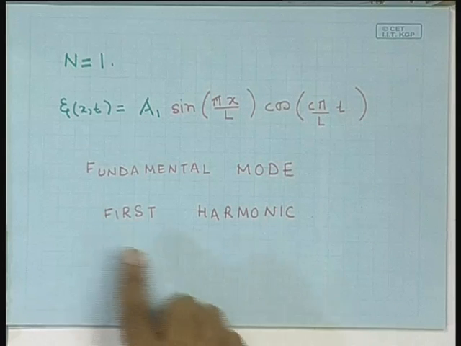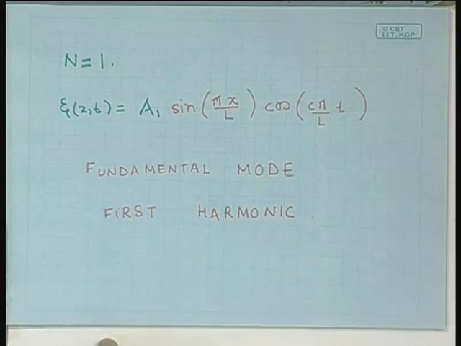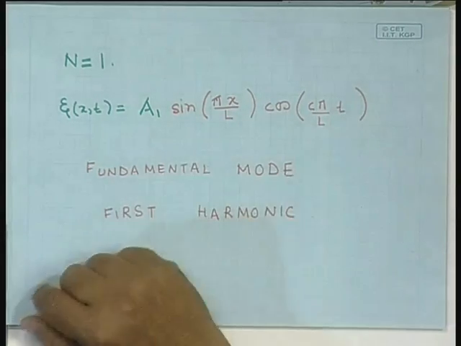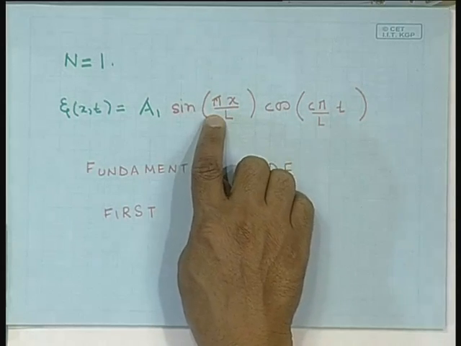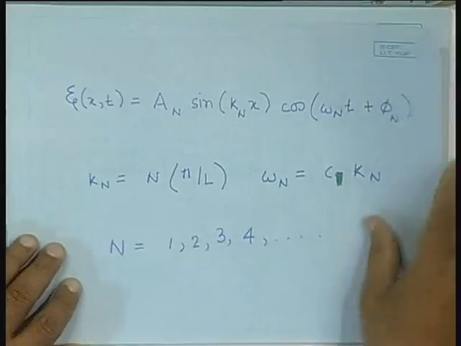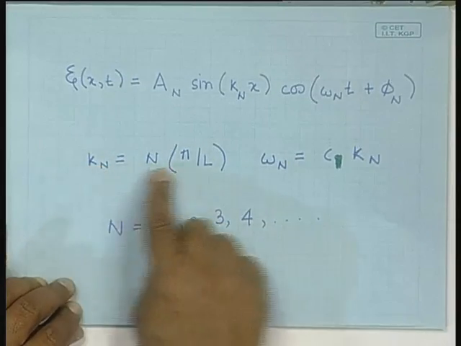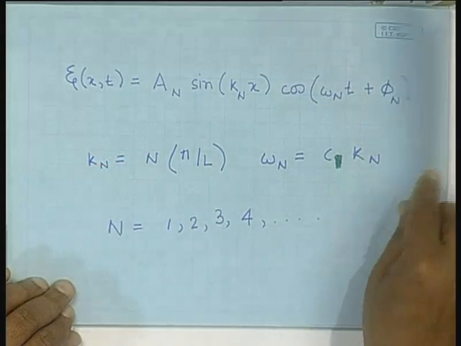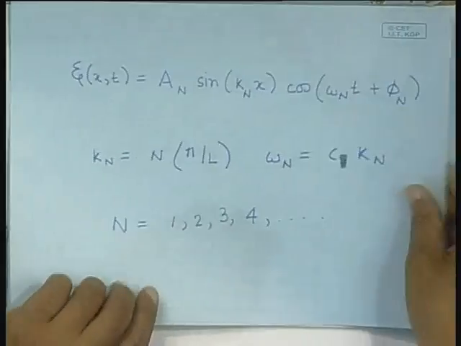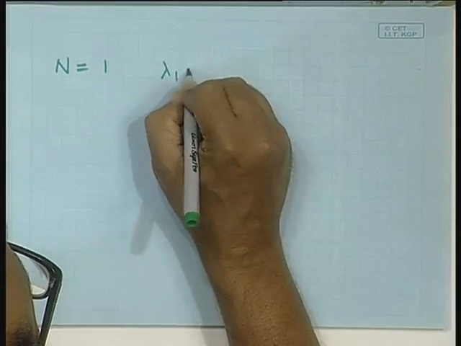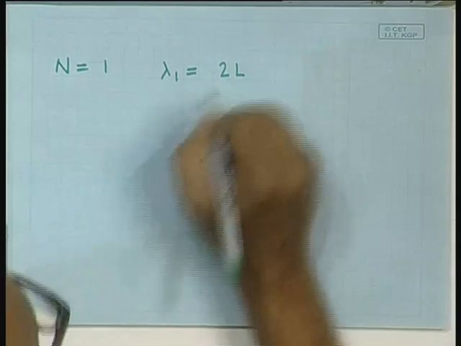Let us also ask the question, what is the frequency, what is the wavelength of this disturbance in the string. So, you can look at this, for n equal to 1, k has a value pi by L, and 2 pi by k gives us the wavelength. So, for n equal to 1, you have a wavelength lambda 1 which is 2 L.